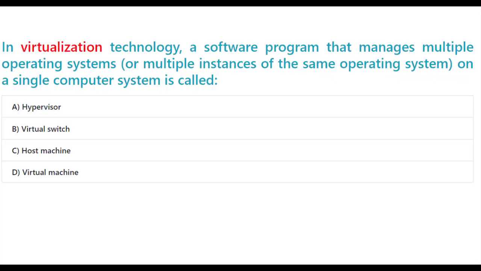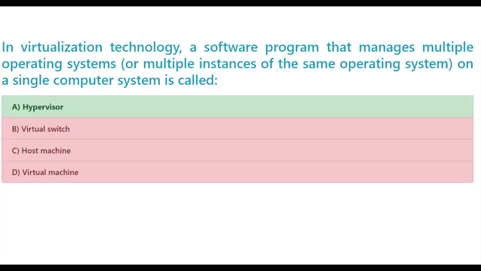In virtualization technology, a software program that manages multiple operating systems, or multiple instances of the same operating system, on a single computer system is called A. Hypervisor, B. Virtual switch, C. Host machine, D. Virtual machine. The correct answer is A. Hypervisor.